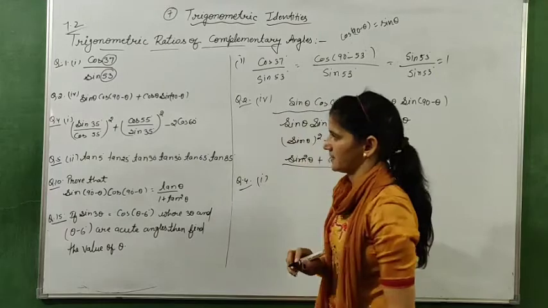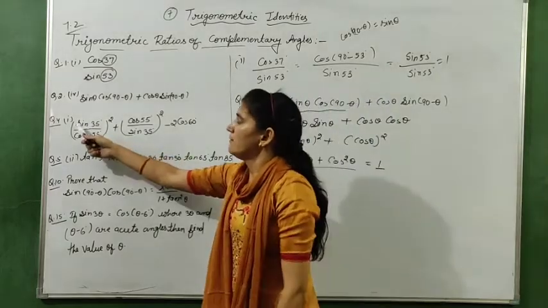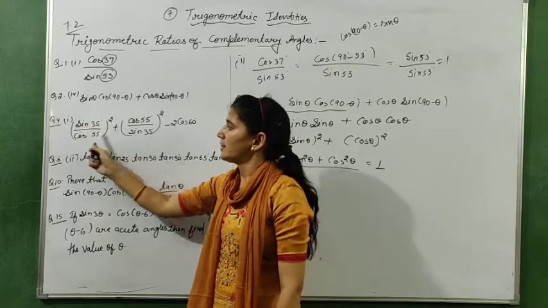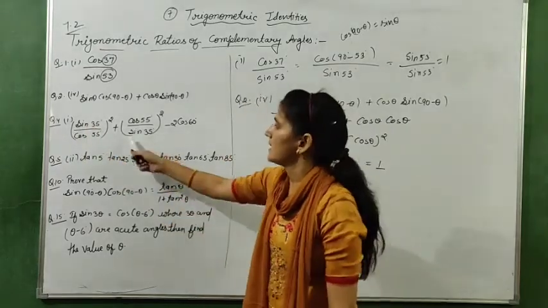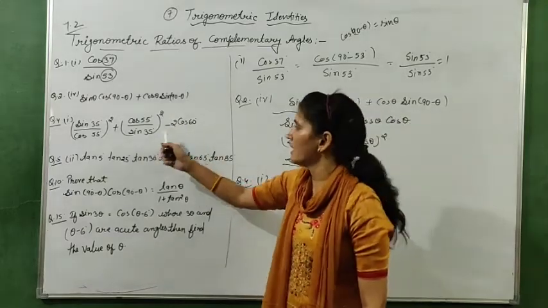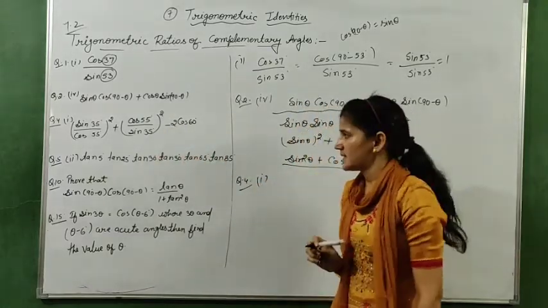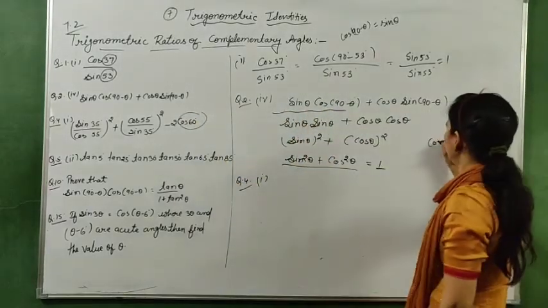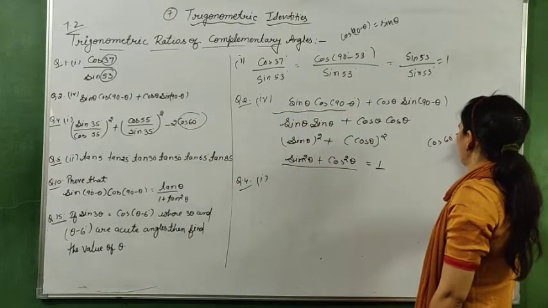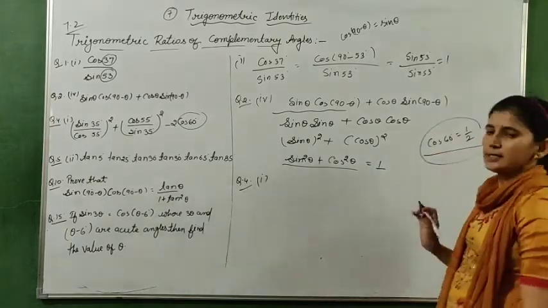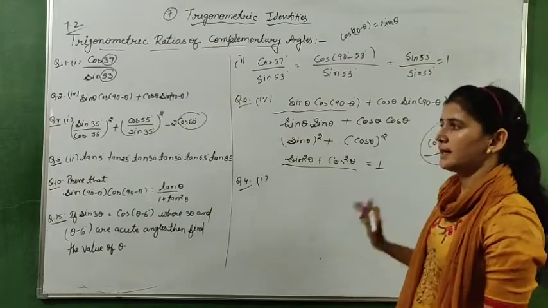Okay students, now question number 4, its first part. You have to find the value of (sin 35 degree upon cos 55 degree) whole square plus (cos 55 degree upon sin 35 degree) whole square minus 2 cos 60 degree. Students, firstly let's see cos 60 degree. The value of cos 60 degree is 1 by 2, by the trigonometric table.